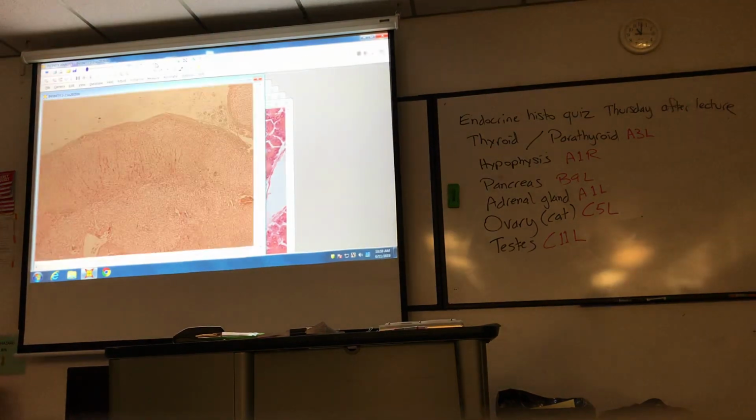Be able to identify the zones. Zona glomerulosa, fasciculata, reticularis. I will not accept salt, sugar, sex. That's just a memory job, in case you're wondering.